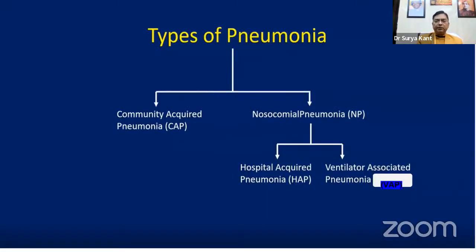Now, what types of pneumonia do you have? Basically, the classification of pneumonia includes community-acquired pneumonia.